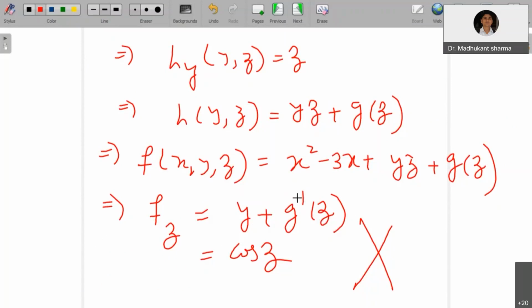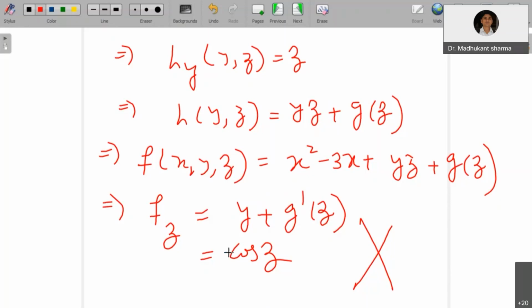It means you need more information, or from here it is not possible. What I mean to say is, one side is purely a function of z, and the other side is involving y. Okay, it is not possible. So such f does not exist, meaning the field is not conservative. So from here I can conclude that the field is not conservative for the second one.